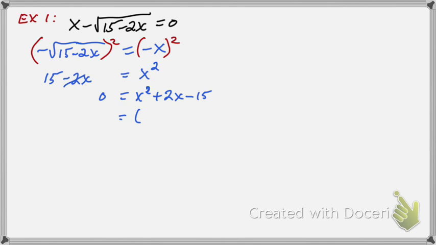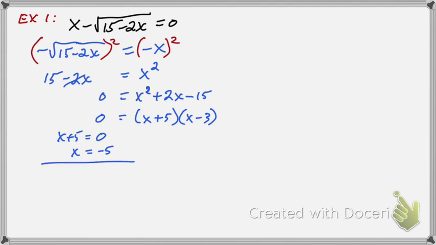Just looking at it, I'm seeing x plus 5, x minus 3. And the AC method would give that to you. Then I set each one of those to 0. We're down to a quadratic solution now. So x plus 5 equals 0, x equals minus 5. That's one of our potential solutions. x minus 3 equals 0, x equals 3.